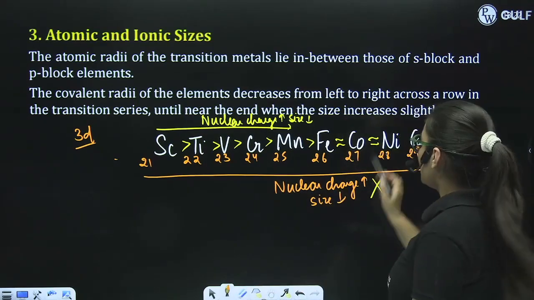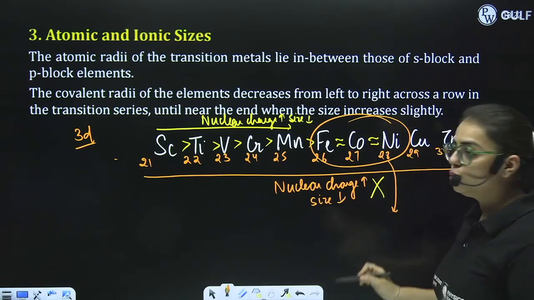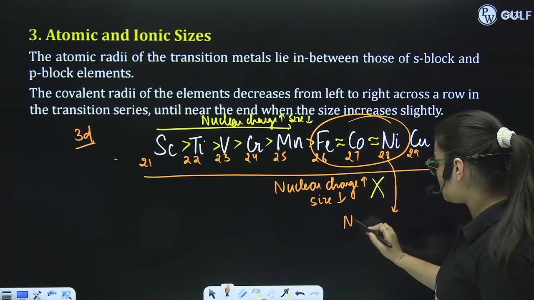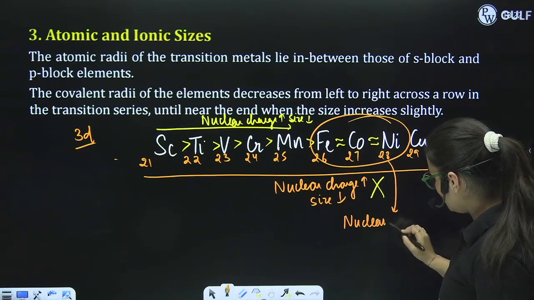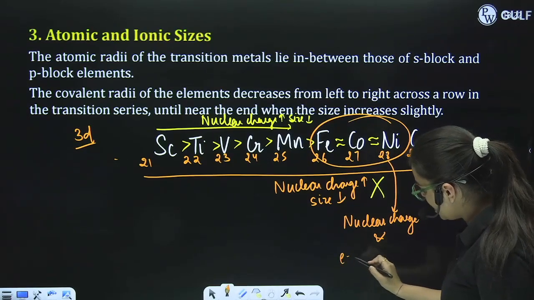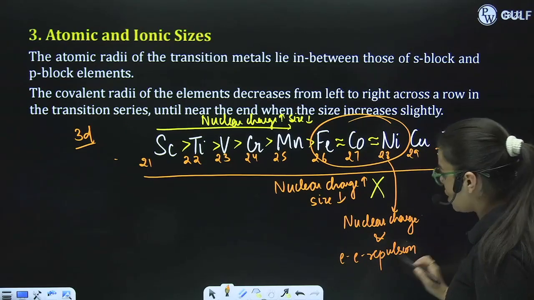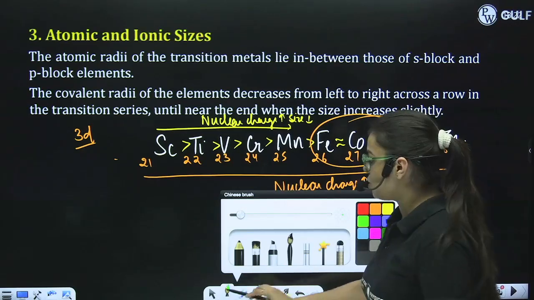Why do they have an equal size over here, students? Because over here, two factors are working. One is nuclear charge, and another factor is electronic repulsion. So let's talk over here.